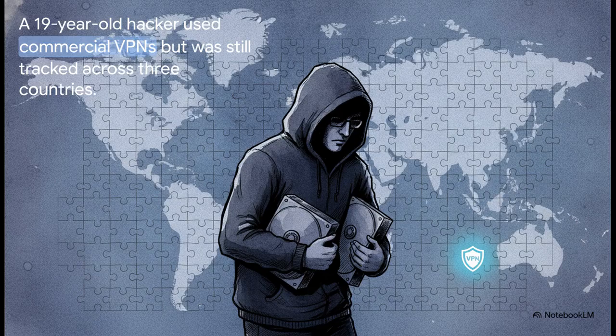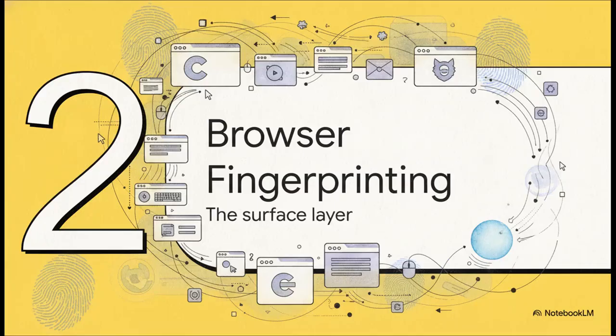The highly sophisticated methods they used to pinpoint him prove that simply masking your network IP address is just one tiny piece of the puzzle. It is nowhere near enough to break the tracking linkage anymore. Moving on to part two, browser-level fingerprinting.